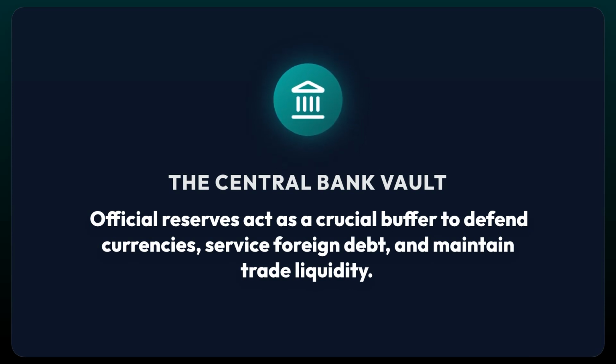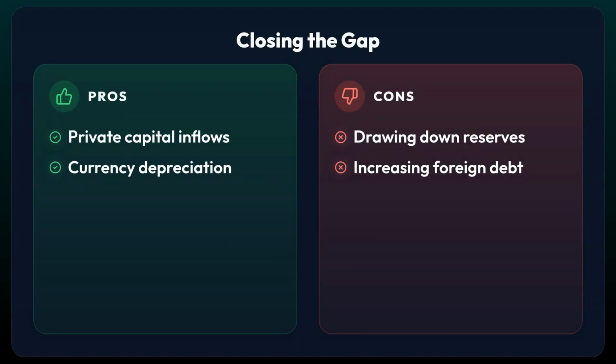When a country faces a deficit, the gap must be closed. In a purely floating exchange rate system, private capital inflows typically finance the shortfall. If private funds dry up, the central bank does not have to intervene. Instead, the currency naturally depreciates, making exports cheaper and correcting the imbalance. However, if a nation is defending a fixed or managed exchange rate, the central bank must step in and draw down its own sovereign reserves.